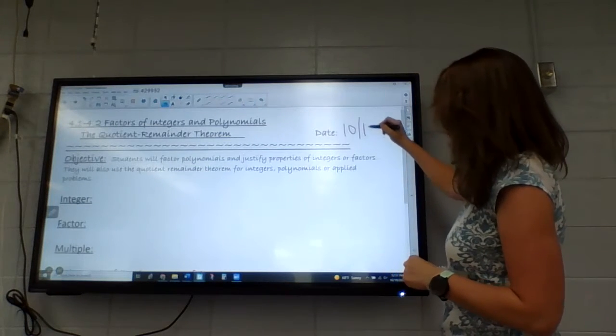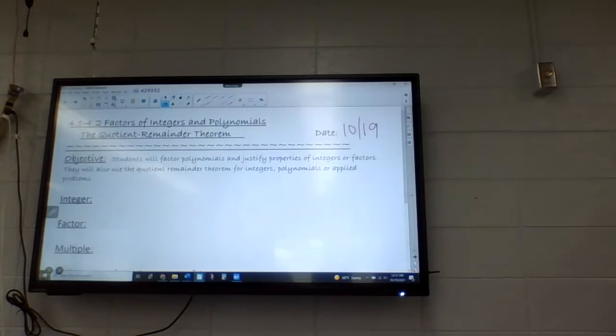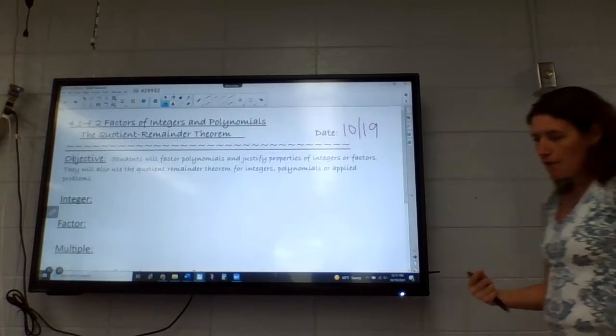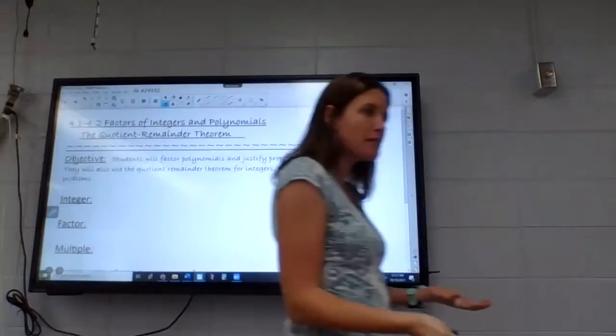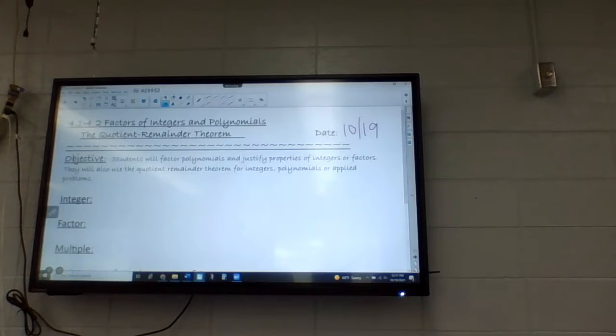So we are actually putting a couple of sections into one, but we won't do every single aspect of that section. We're going to talk about factors today, learn a few different properties, and talk about whether something is a factor or a multiple of something. Those are words we use a lot in math, but I want to make sure we define them. We use integer, factor, and multiple a lot, and maybe you don't even remember what the difference is. So, integer, do you guys know what an integer is?